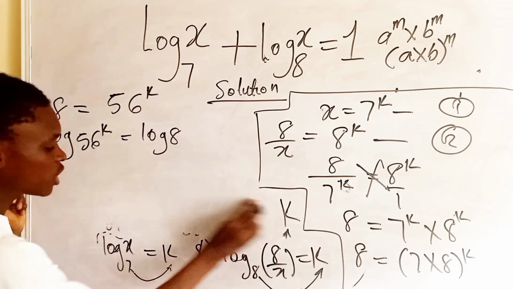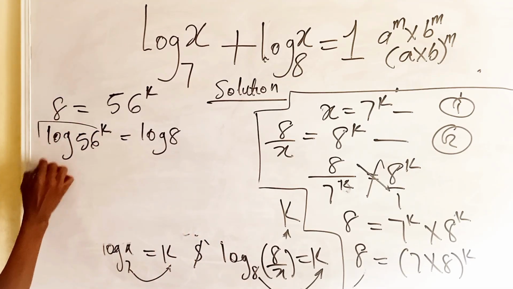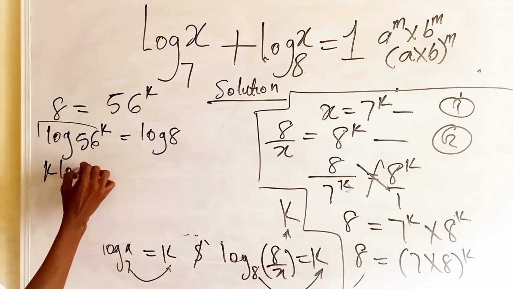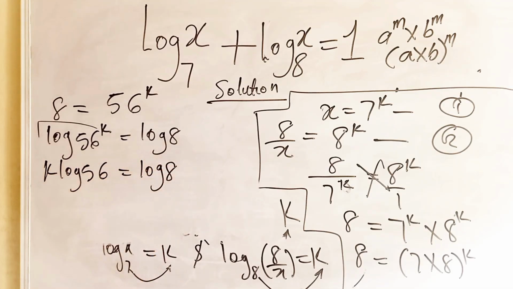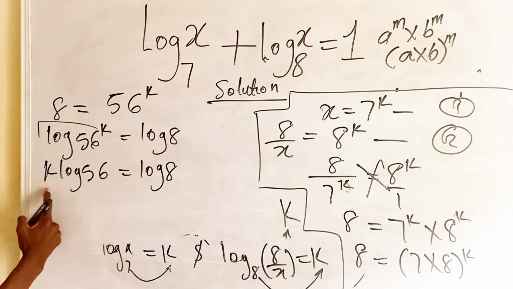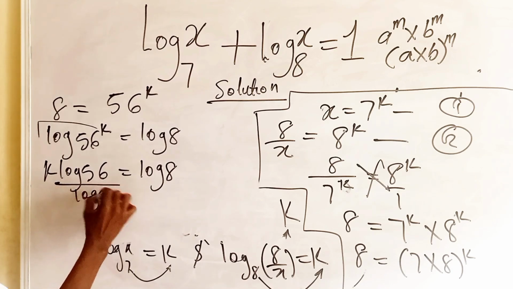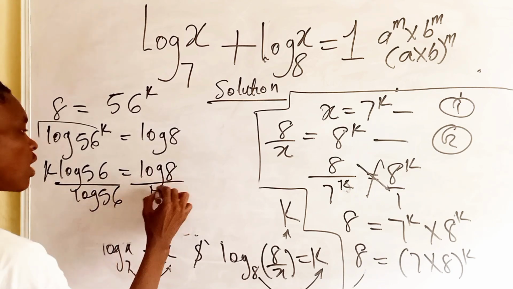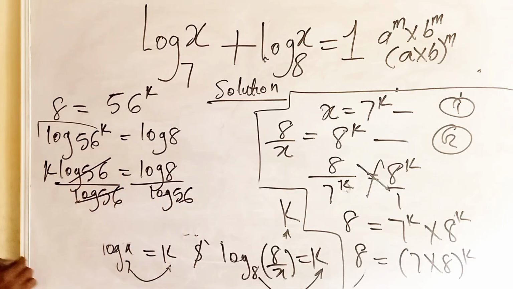So we apply log to both sides so we can bring down the power. From here now, this power can come down, and we have k multiplied by log 56 equals log 8. So we can divide through now by log 56 to make k the subject of the formula. If we divide through by log 56 all over log 56, we'll have that log 56 cancels out log 56.